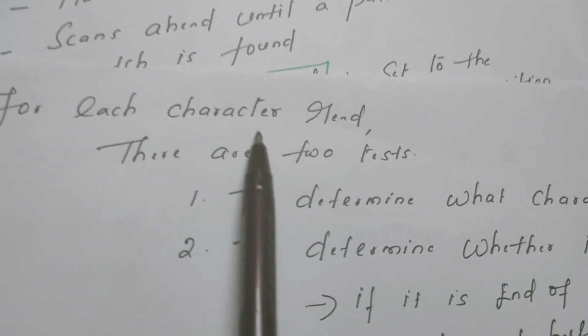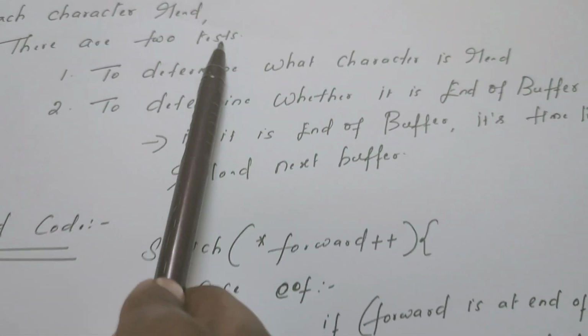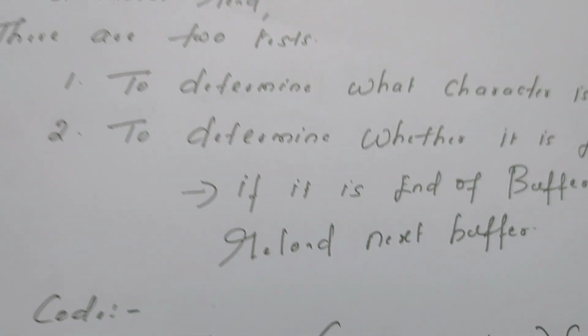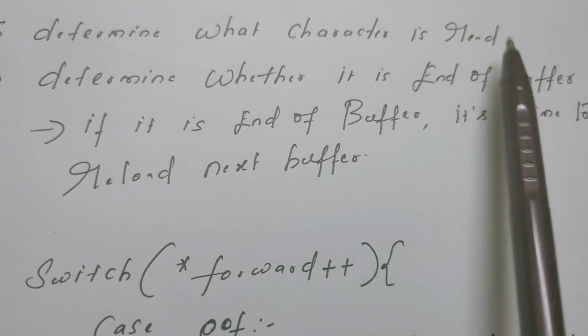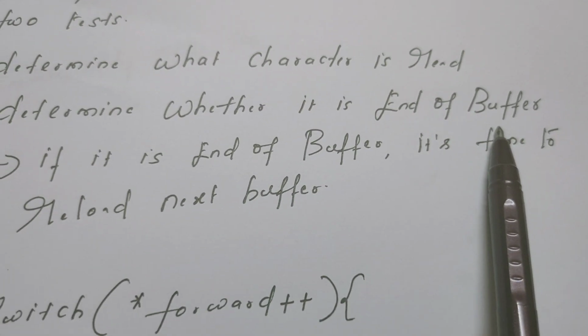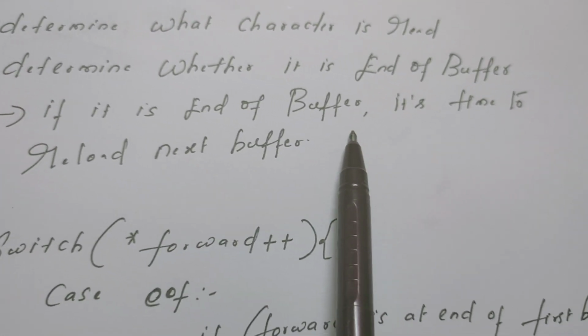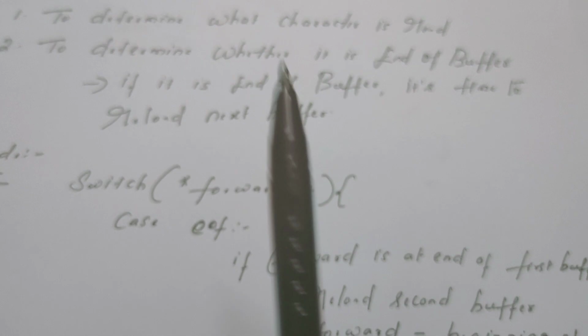So for every character read by the lexical analyzer, in fact there are two tests conducted by the lexical analyzer. One is to determine what character is being read. Another to determine whether it has reached the end of the buffer. Suppose it reaches the end of the buffer, it is the time to reload the next buffer.